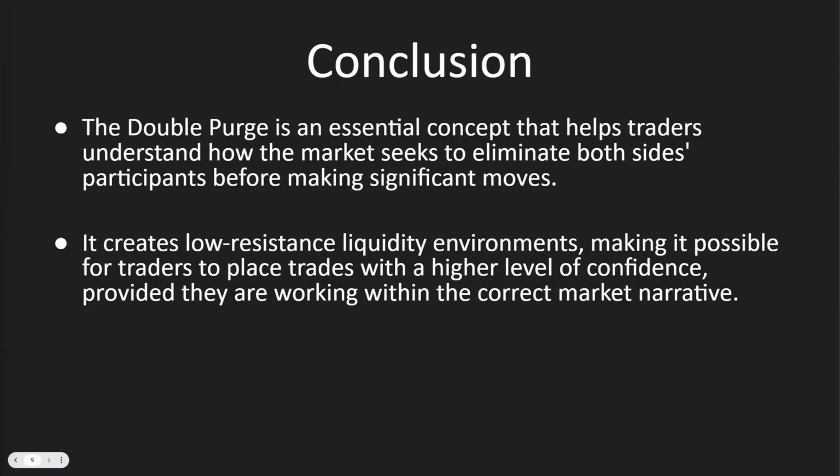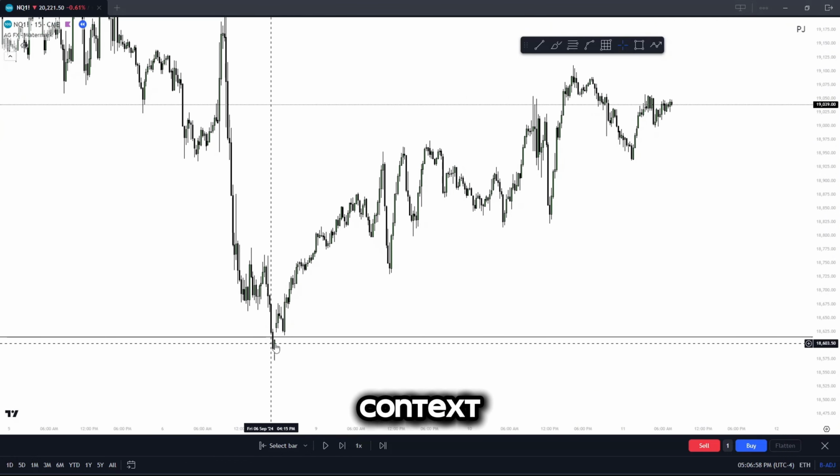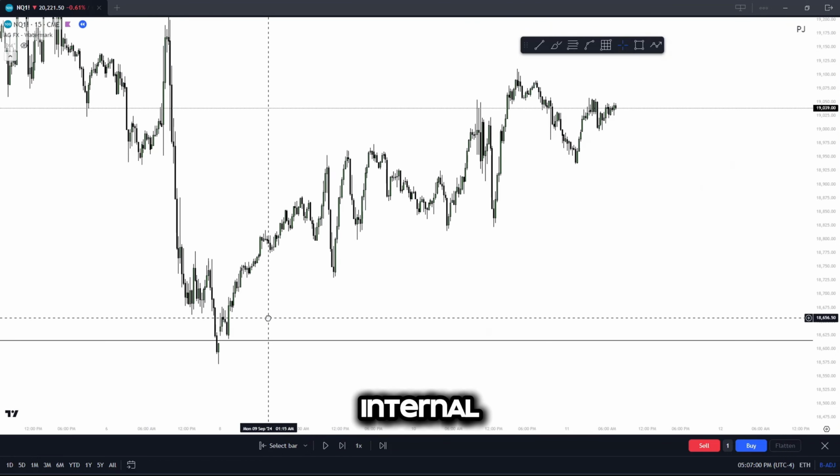Let's get into the chart to look at the bread and butter double purge that I look for every day. Okay, so for some higher time frame context, we've turtle souped the internal on the 4 hour with this black line here.